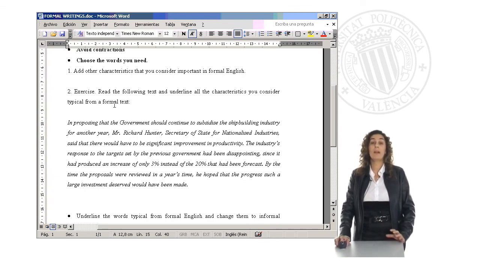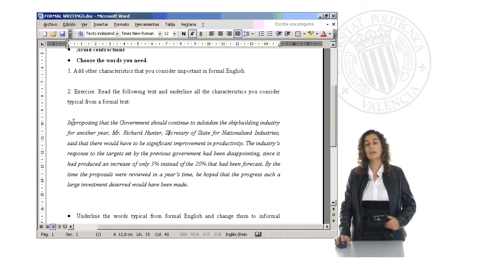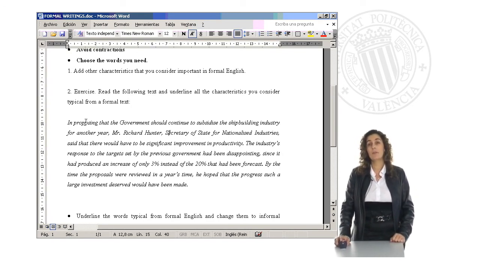Okay? Then remember, practice, and when you are reading a text, notice what's formal in the writing and try to use these structures when you write a formal text. Okay?